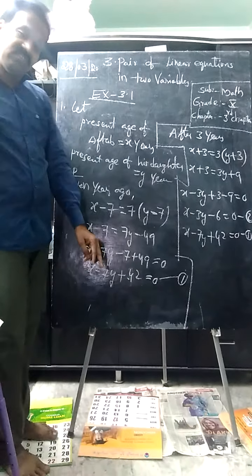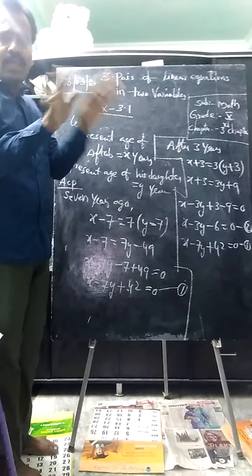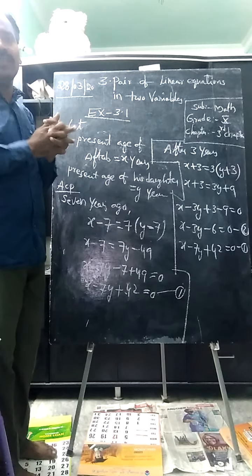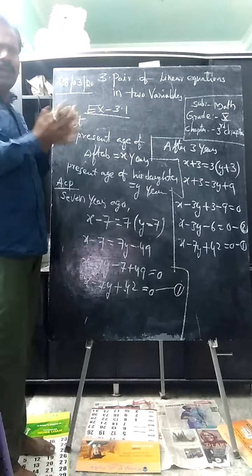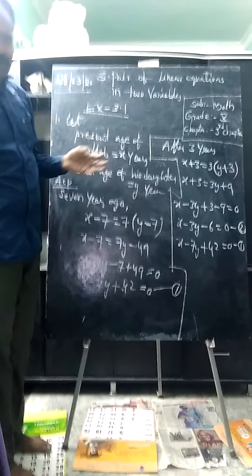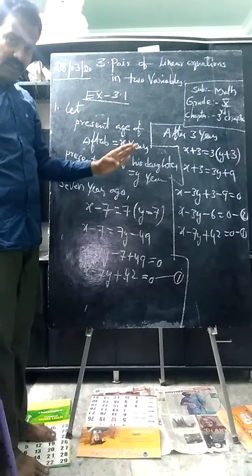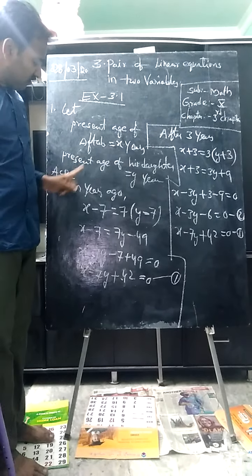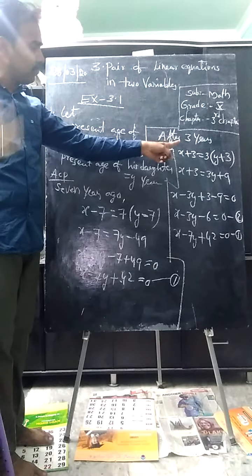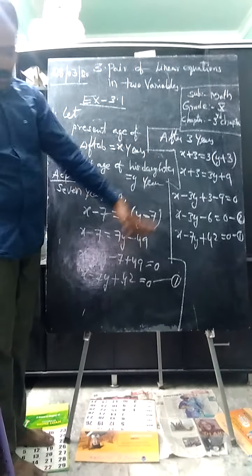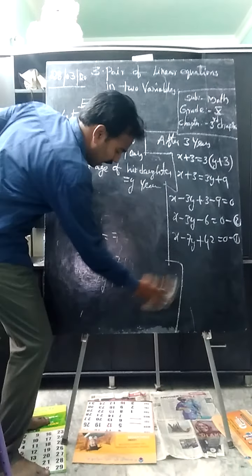We have 2 equations. We have to show them graphically also. Algebraically is done. How to represent graphically you have learned in the previous class. The same method we will apply here; there is no different method. Any doubt? From condition 1, 7 years ago, we got one equation. From condition 2, after 3 years, we got one equation. So these 2 equations we are representing graphically.